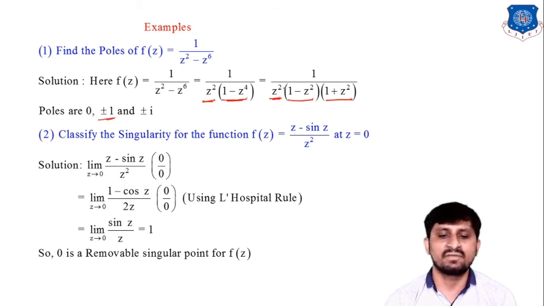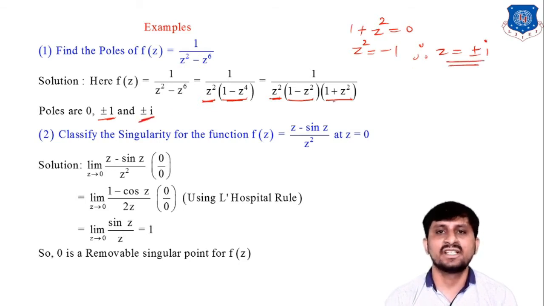These singular points plus or minus 1 come from 1 minus z square, because 1 minus z square we can write as 1 minus z into 1 plus z, the factorization of a square minus b square. And for 1 plus z square equal to 0, that means z square equal to minus 1, and that's why z equals plus or minus i. So plus or minus i comes from the factor 1 plus z square. The simple answer: 0, plus or minus 1, and plus or minus i are singular points, or sometimes we call them poles.